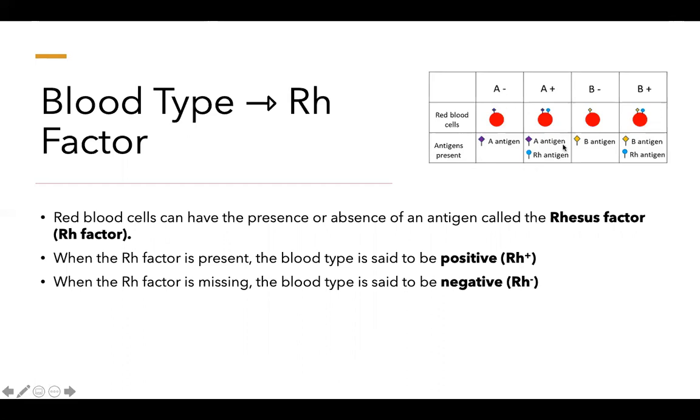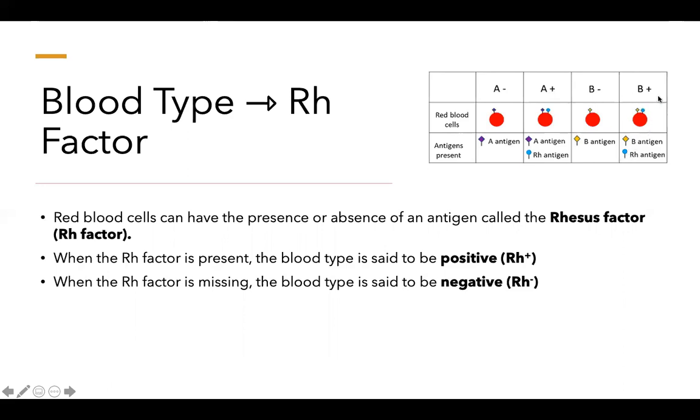If you look up to this diagram here, I really liked it because it illustrated the antigens. So if you're A negative, you're going to have this little purple diamond here to denote the A antigen. But if you're A positive, you're also going to have this little blue circle, the Rh antigen. B, you're going to have this little yellow diamond here to denote the B antigen. And then you're going to have this blue circle as well.